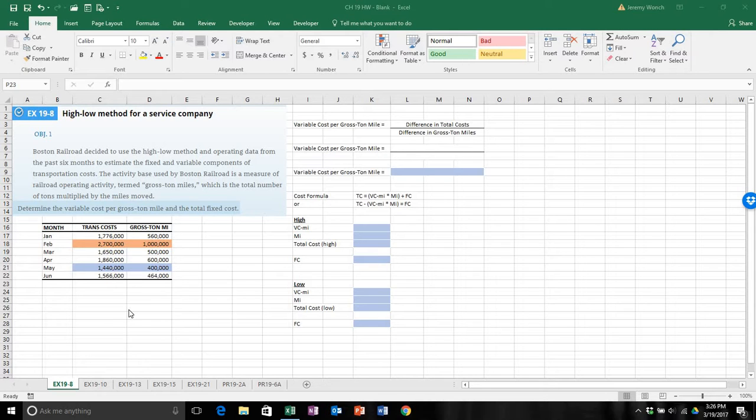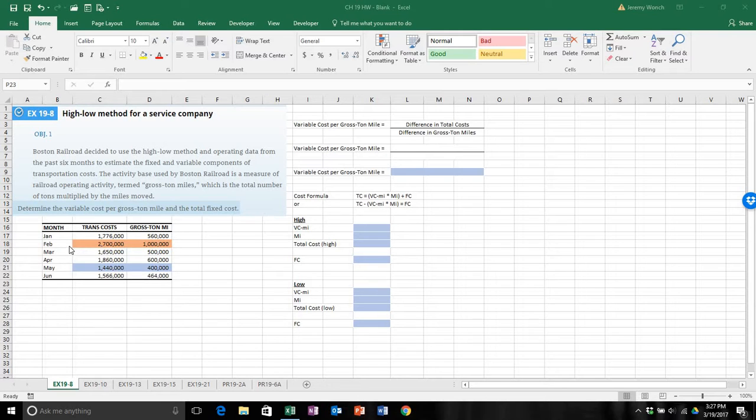So in this example, a railroad decides to use the high-low method, and it says that our activity is going to be gross ton miles. For the information, we have several months, January through June, and we have the total cost related to that month, and then the total miles that were driven. Or I don't know, is that the official term for railroads? Do railroads drive?